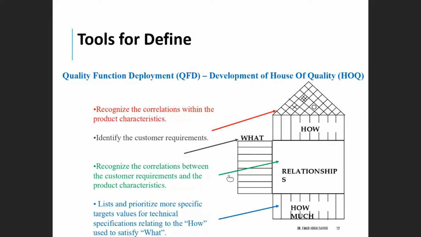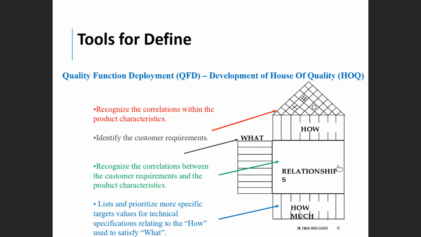House of quality looks like that, similar to a house. There is a roof, there is a ceiling, there is a floor, and the main room, they call it here in the middle. The roof of the house of quality recognizes the correlation within the product characteristics, meaning the technical specifications of the product, the relation between them, you see it here in the roof, okay? And here are the technical descriptors, the technical specifications. You see it here in the ceiling. In the side here, what? This is the customer requirements.